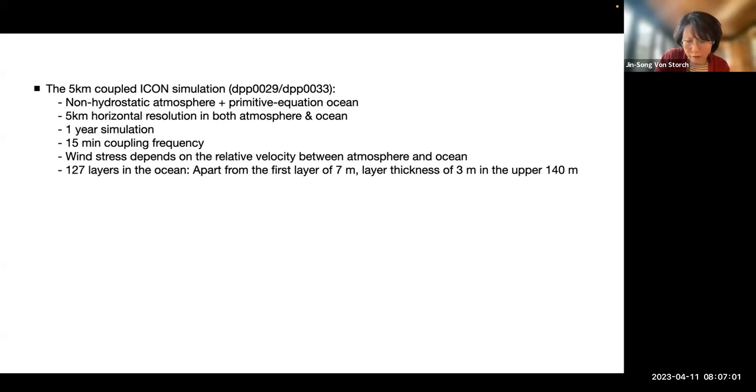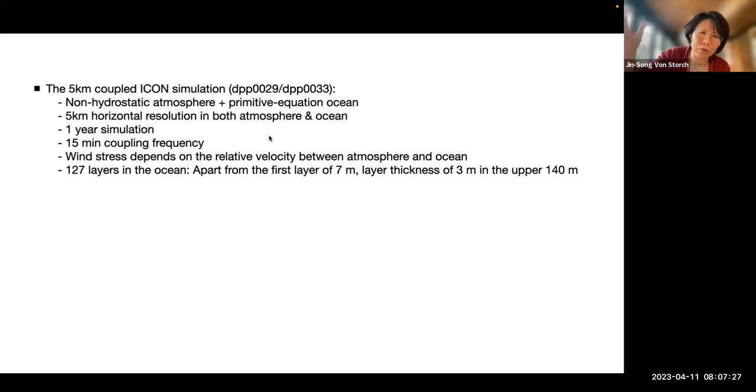ICON stands for icosahedral, and N stands for non-hydrostatic, but this is only for the atmosphere. So ICON has triangular grids for the atmosphere and the ocean, but the atmosphere is non-hydrostatic and the ocean is primitive. We have 5 kilometer horizontal resolution in both atmosphere and ocean. This is a 1 year simulation.